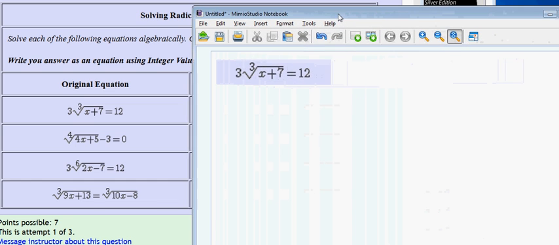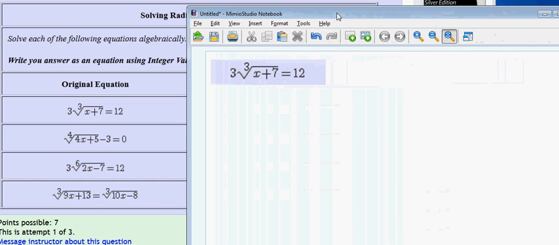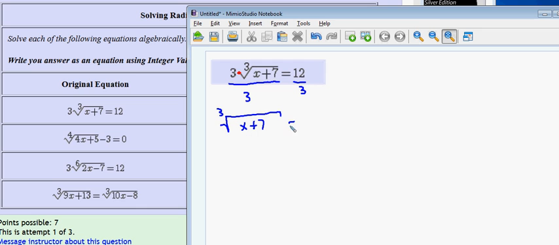So to do it algebraically, the logic is that I'm going to eliminate everything except for x on the left-hand side by doing the inverse operation of each. For example, the first thing I see here is that there's a multiplication by 3, and I can undo that multiplication by doing the inverse operator, which is division by 3. 3 divided by 3 is 1. We don't need to write the 1. So the left-hand side would be 1 times cube root x plus 7. On the right-hand side, 12 divided by 3 is 4.